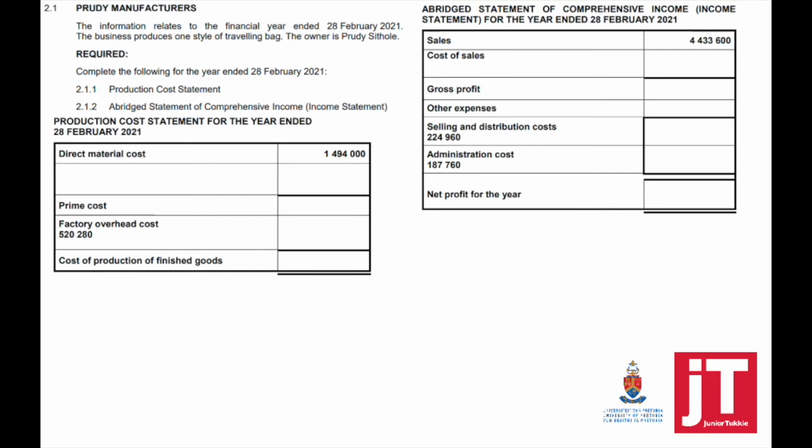So if we look at the answer booklet, take note that some of the figures are already given to you on the answer booklet. You should know your formats. Your production cost statement: direct material cost plus direct labor cost equals prime cost.